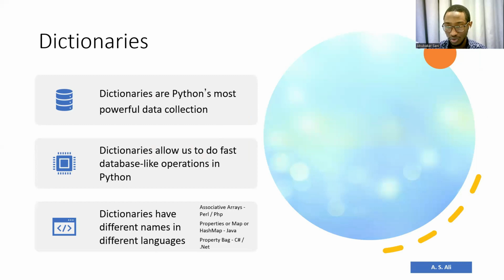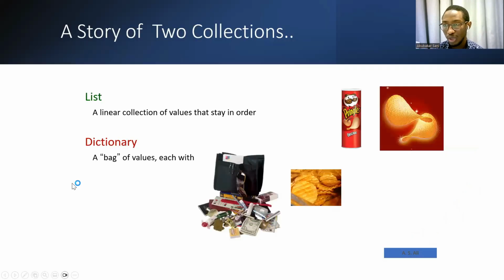If you have used any database before, any table, you will see that dictionaries are similar. They come with different names in different languages. If you are working in PHP, they call them associative arrays. If you are working with Java, they call them map or properties or hash map. If you are working with C Sharp, they are called property bags. So what do we have and how do they differ? We have seen that tuples differ from lists because lists are mutable and tuples are not. But how does a list compare with a dictionary?